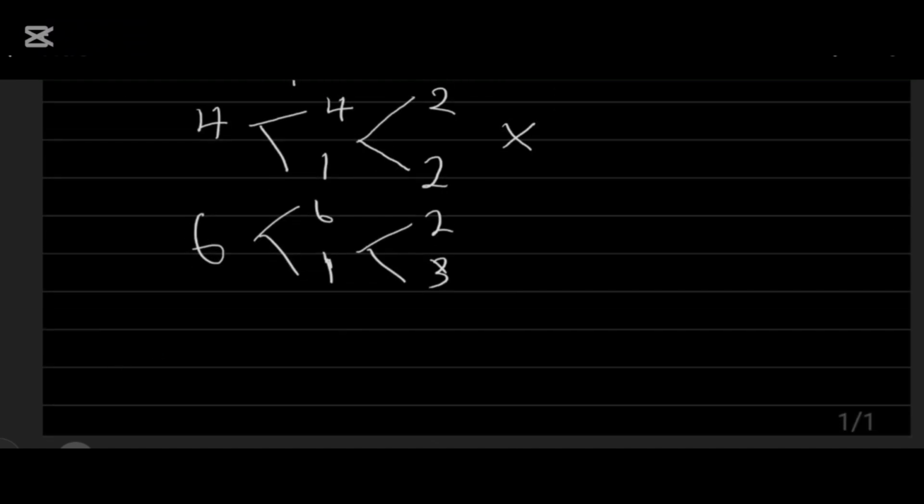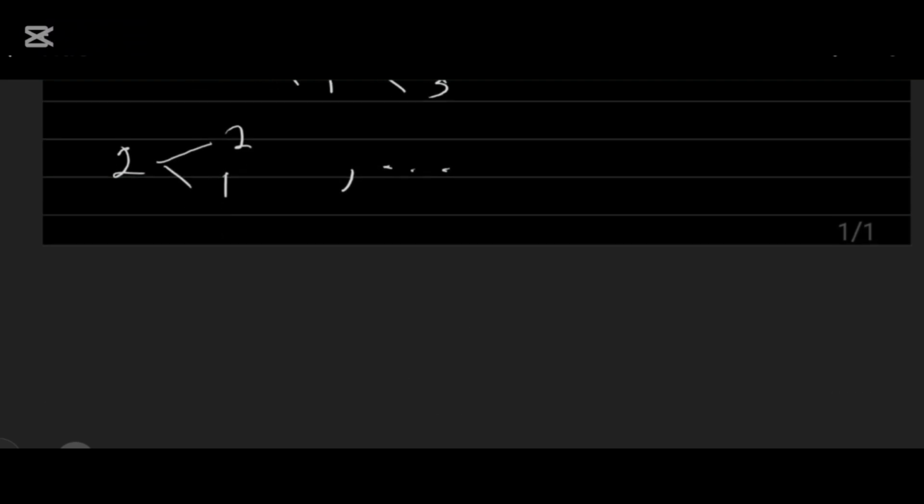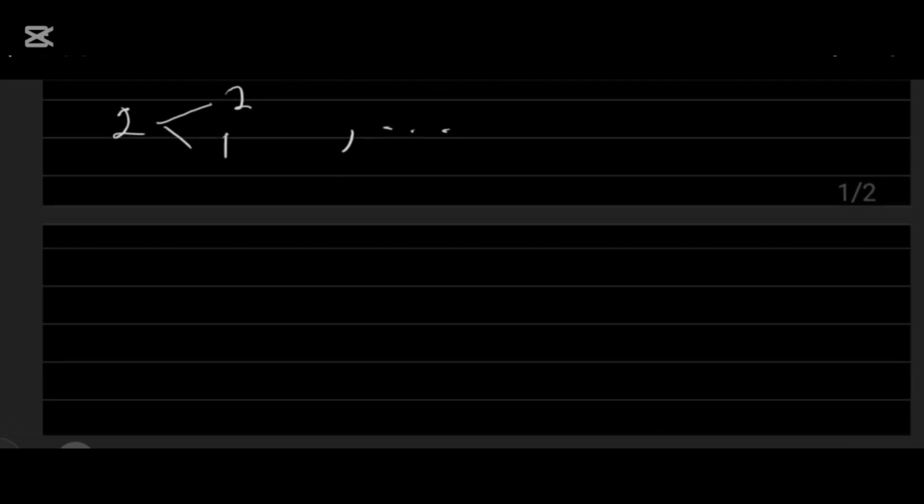Now let us take 2. 2 times 1 is 2, and after that there is no other number, so 2 is what? A prime number, and so on. So you just have to know that all prime numbers are numbers that have only two factors, 1 and the number.